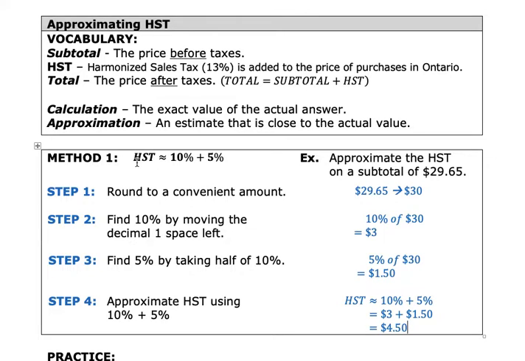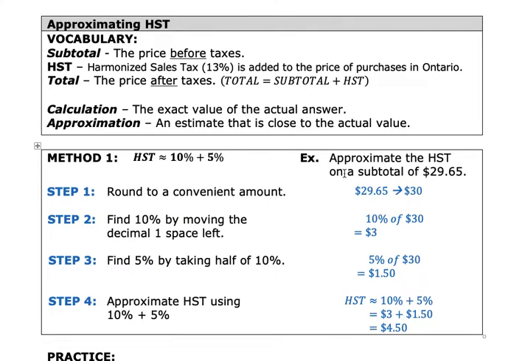Method 1, HST can be approximated as 10% plus 5%. So we know that HST is 13%. This is an approximation, so if you're trying to roughly guess the amount of tax that will be added to the price, this can be an easier calculation but less precise.